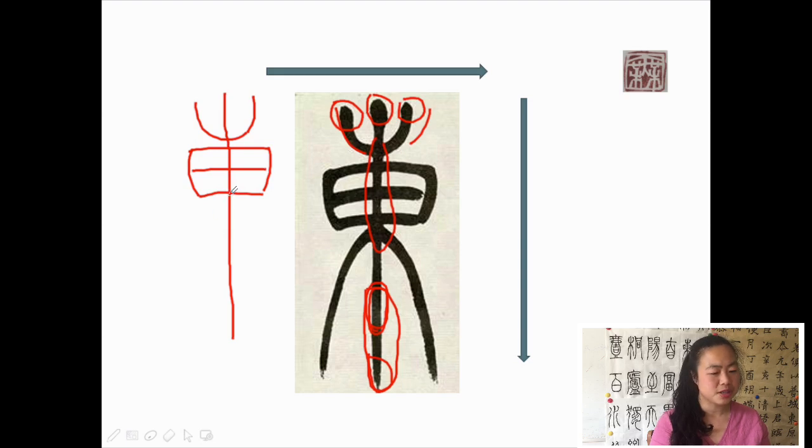Now let's do it. Pay attention to the space on the two sides. If you draw a line from here to here, you will realize that the middle stroke is slightly longer than the two sides, right? That's the order of how to write this character. Now I'll show you with a brush.